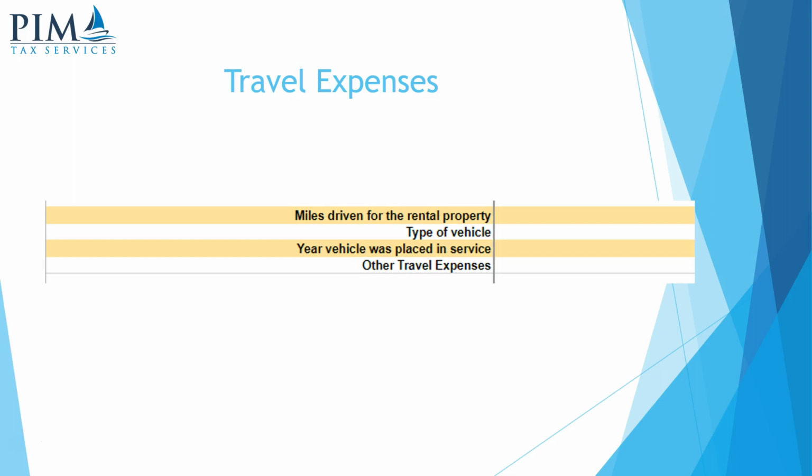And other travel expenses would be if you have a property out of the area and you need to go to it. So for instance, I live in Virginia Beach. If I had a rental property in Florida and I needed to go down there and do some work on it or check on it or something of that nature, then my travel expenses to Florida and back could be deductible.